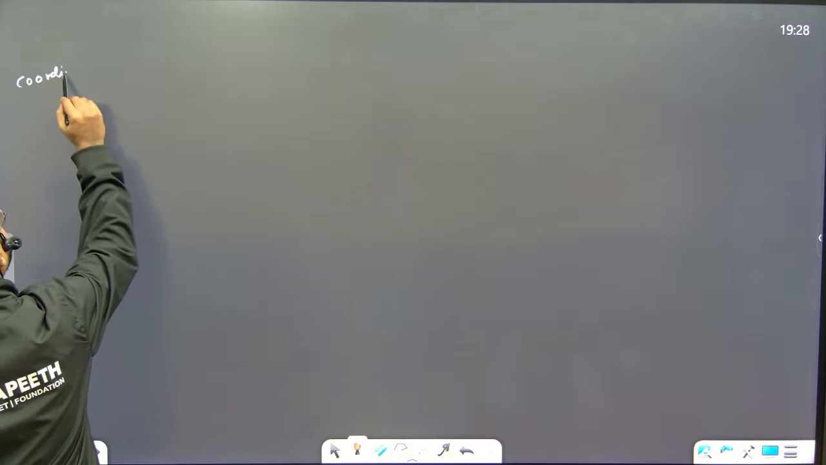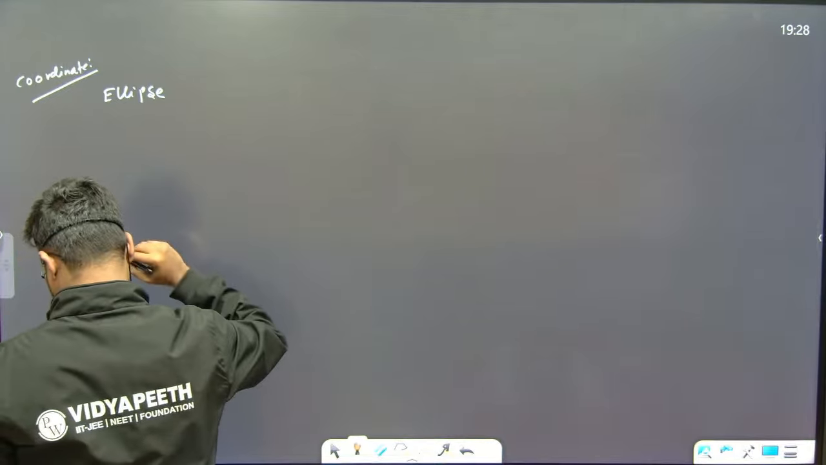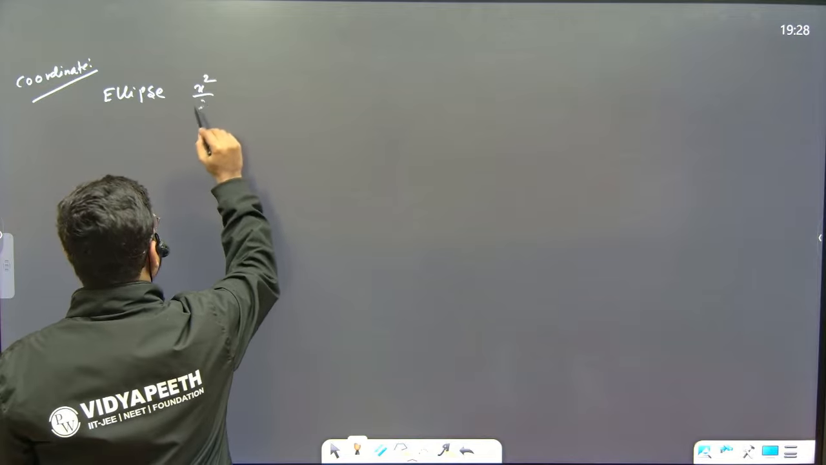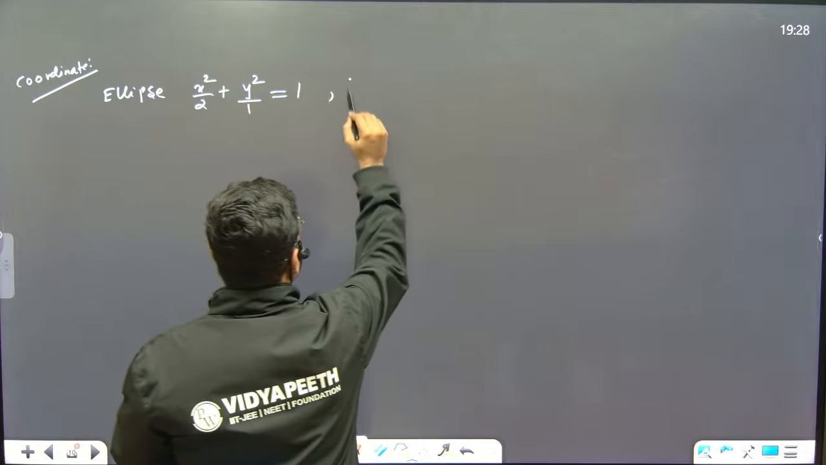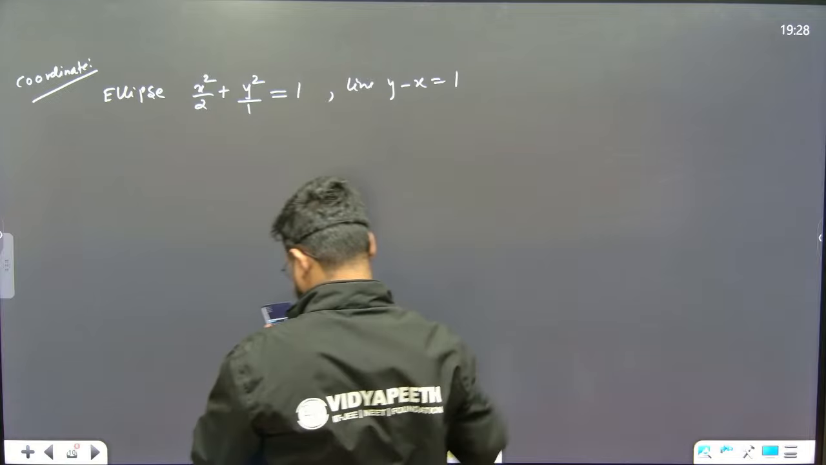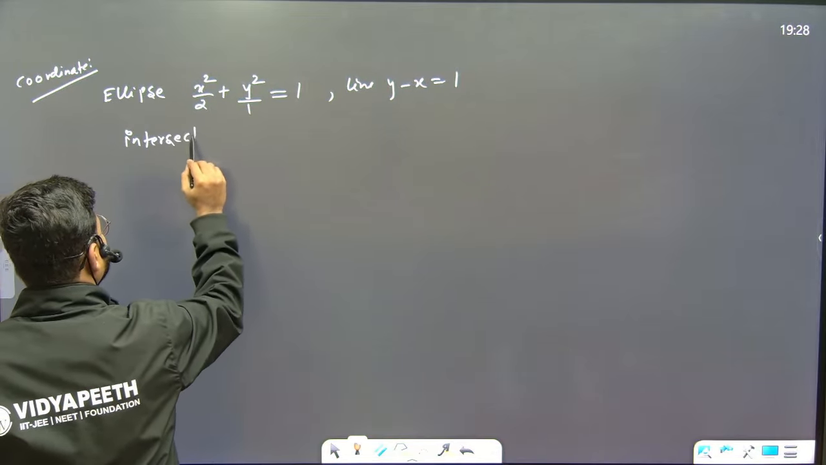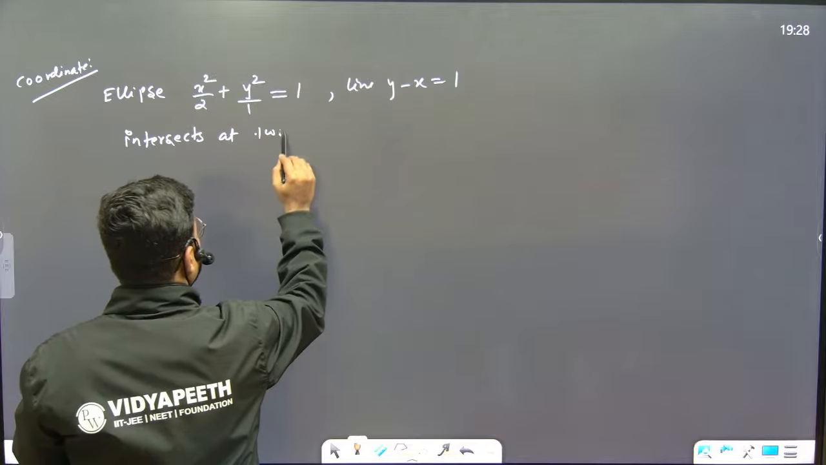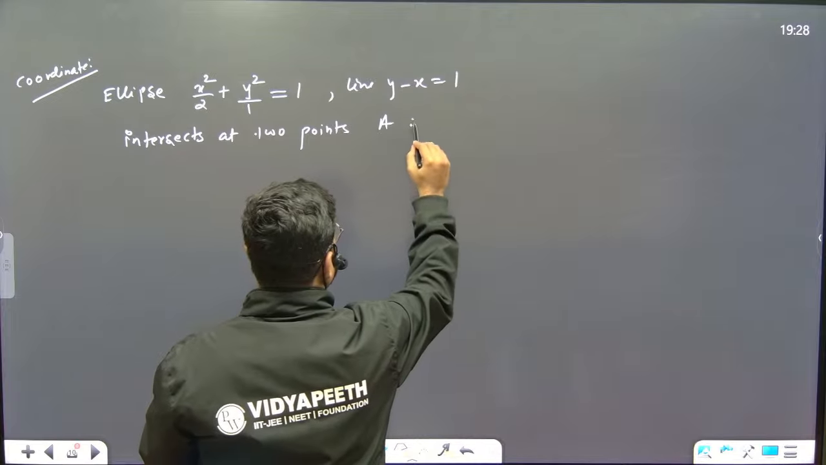So again, this question is coordinate geometry. It is given the ellipse x squared by 2 plus y squared upon 1 is equal to 1. The line y minus x is equal to 1 intersects at 2 points A and B.